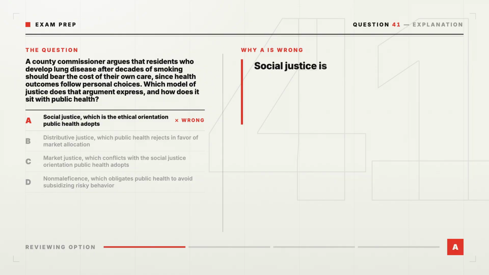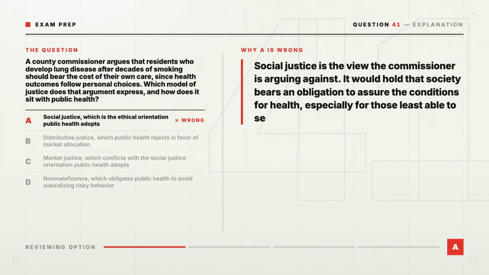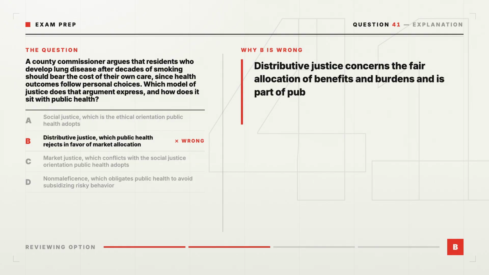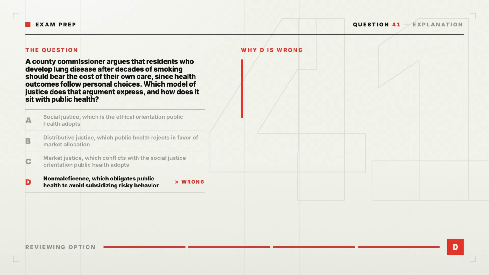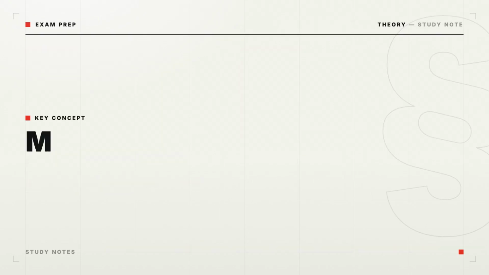A is wrong because social justice is the view the Commissioner is arguing against. It would hold that society bears an obligation to assure the conditions for health, especially for those least able to secure them. B is wrong because distributive justice concerns the fair allocation of benefits and burdens and is part of public health's commitment rather than something it rejects. The option also mislabels the position being described. D is wrong because non-maleficence means avoiding harm and carries no implication about who pays for care. Using it to justify withholding care inverts the principle.